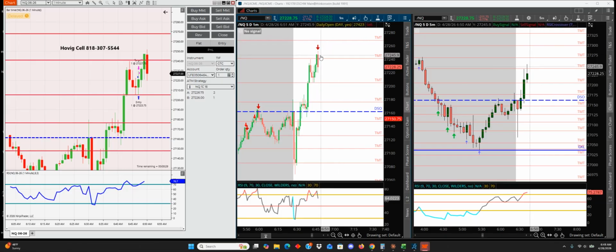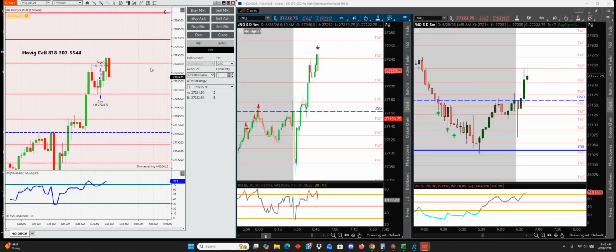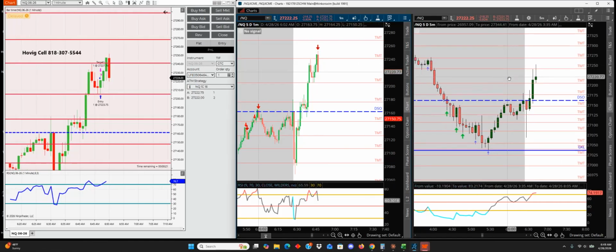So we had a good reversal right there. Like I said, the market is in overbought territory right now.